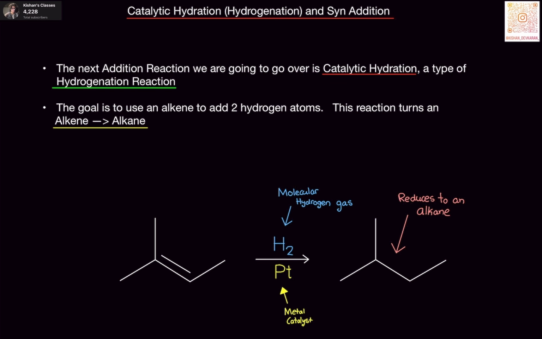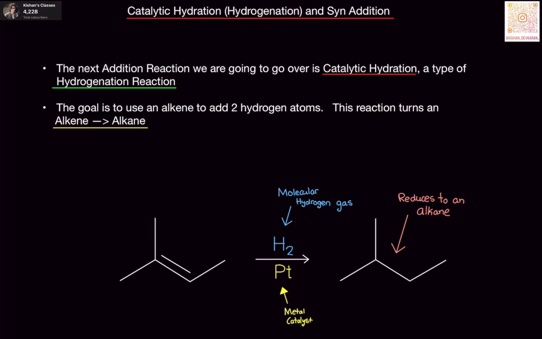The next addition reaction we're going to go over is catalytic hydration, a type of hydrogenation reaction. The goal is to use an alkene and add 2 hydrogen atoms to it. This reaction basically turns an alkene to an alkane. So what we're doing is basically a reduction, or this is reducing an alkene to an alkane.